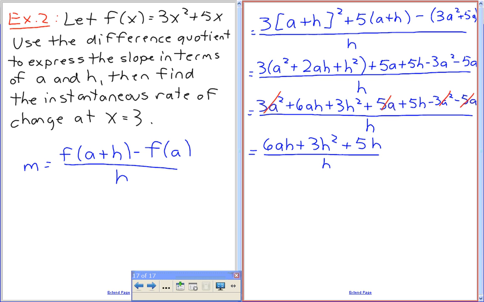Robert, why am I happy? I'm always happy. Why am I happy in this case? It's a bunch of h's. Yeah. Everything can factor an h from the numerator and h from the denominator, right? You have to get rid of the divided by h. If you're left with just an a or an a squared, h has to cancel out, right? So this turns into 6a plus 3h plus 5.